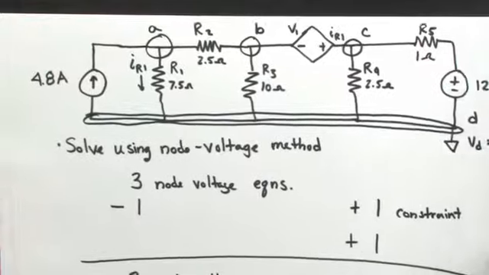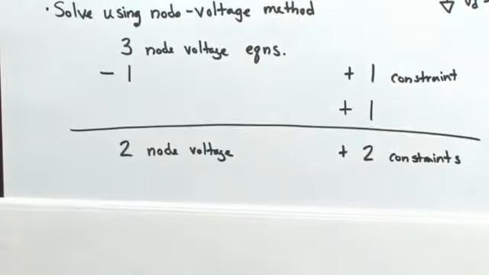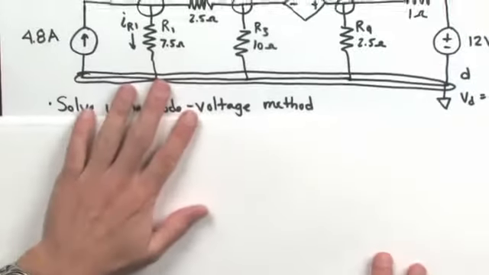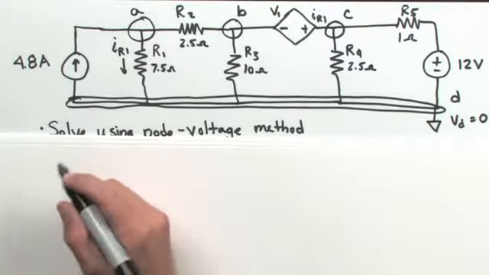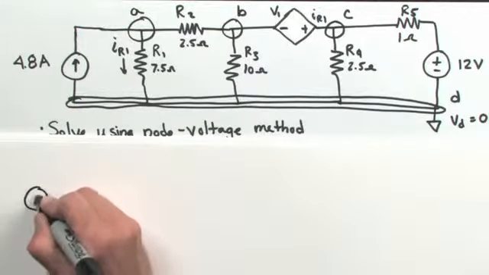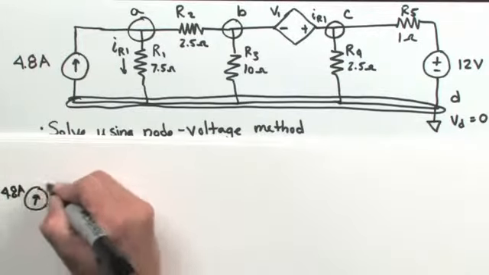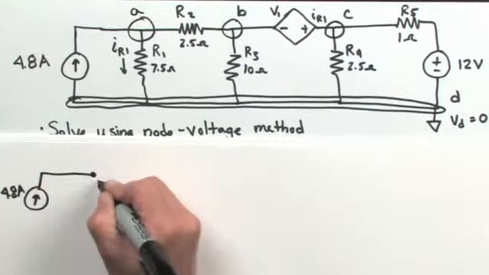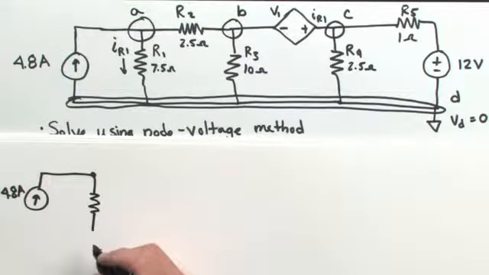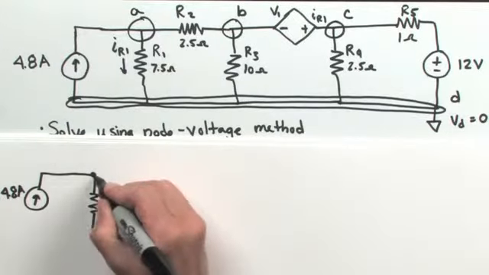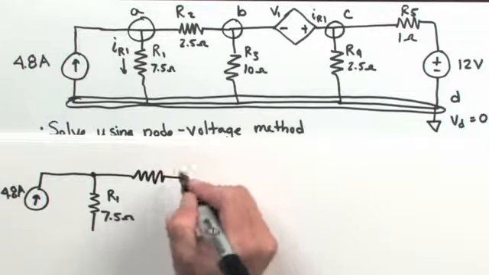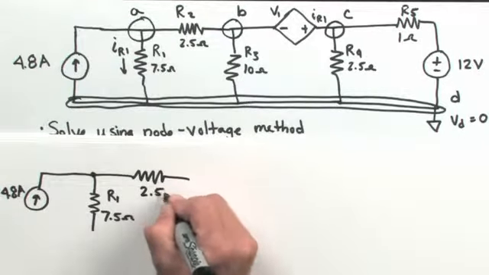Okay, so let's figure out how we're going to go about doing that. The first thing that I'm going to do is isolate node A. Let me bring the circuit back in here, and let's look at node A. Okay, so node A is connected to this 4.8 amp supply. It's connected to the 0 voltage reference point through resistor 1, which is 7.5 ohms. And it is connected to node B through R2, which is a 2.5 ohm resistor.